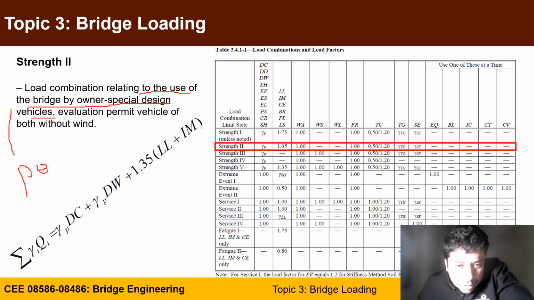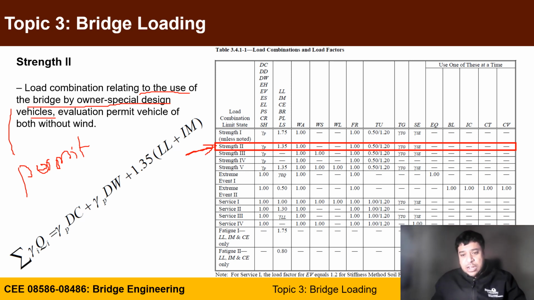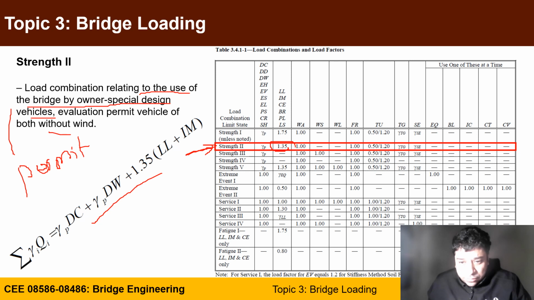So when you use a permit truck, use your load combination 2, but your input truck, permit truck or special truck in strength 2. It's also without wind. So all the difference between this equation and this equation is the factors drop from 1.75 to 1.35.